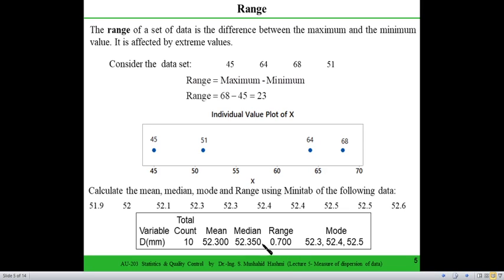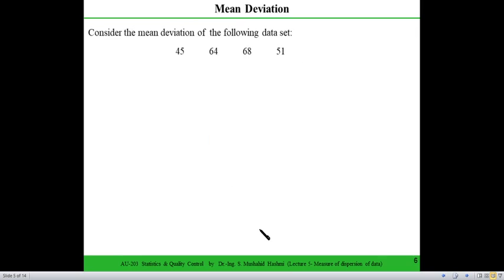If this is a bigger number, it means the data has much more spread around the mean, or the central location of the data. But the smaller the number, the smaller the spread here.